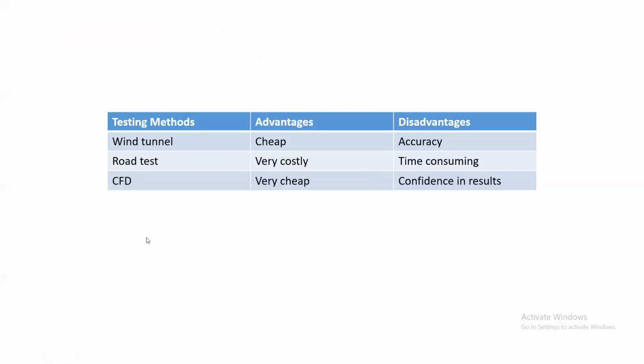So if they do the same thing, calculate the CD and optimize their model, they had three options. Either they can do the wind tunnel test, the road test, or the CFD test. If they choose the wind tunnel, it would be a little bit cheap, but the disadvantage would be accuracy. At the end, the wind tunnel is not the real case. You are testing inside the wind tunnel, so it won't be very accurate.